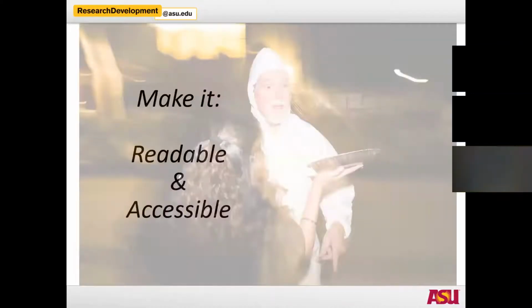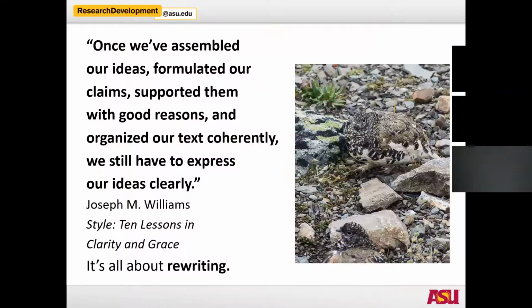And how do you do that? Well, it's like a pie in your face. Make it readable and accessible. Okay, that's really important. So I love this book, Joseph Williams, 10 Lessons in Style and Grace. Once we've assembled our ideas, formulated our claims, supported them with good reasons, and organized our text coherently, we still have to express our ideas clearly.